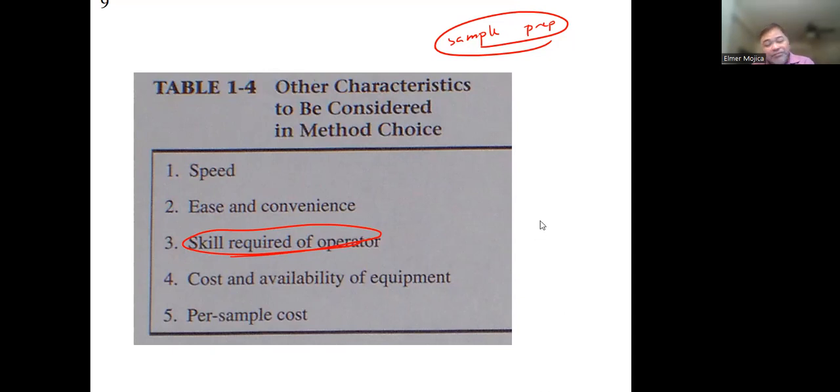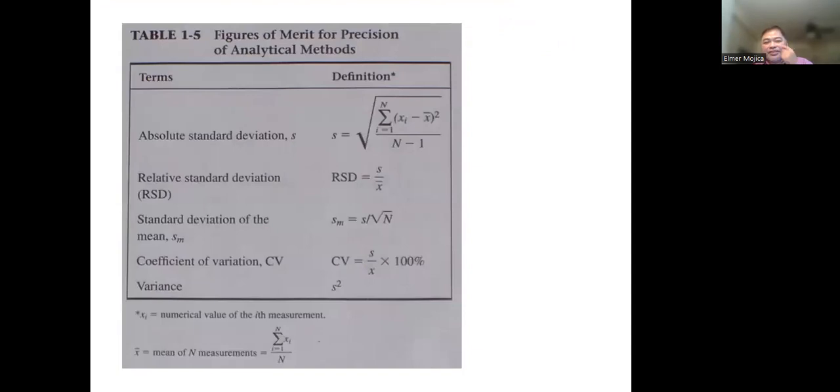And I'm hoping by the end of the semester, you'll be able to answer the question, what's the best method if you want to analyze a certain chemical? Okay, so the figures of merit for precision in analytical methods, you have this one. I think you have this already in 32, right? Meron na kayo sa 32 nito, yung totoo.